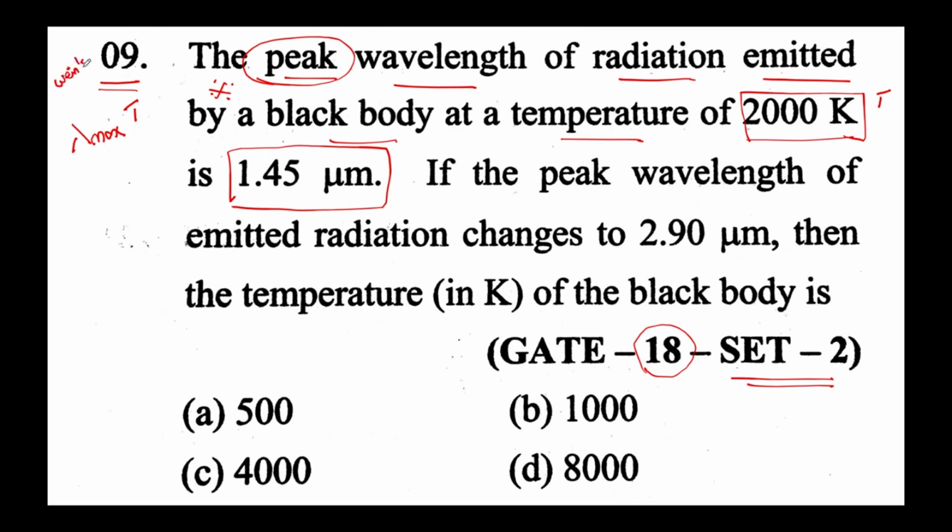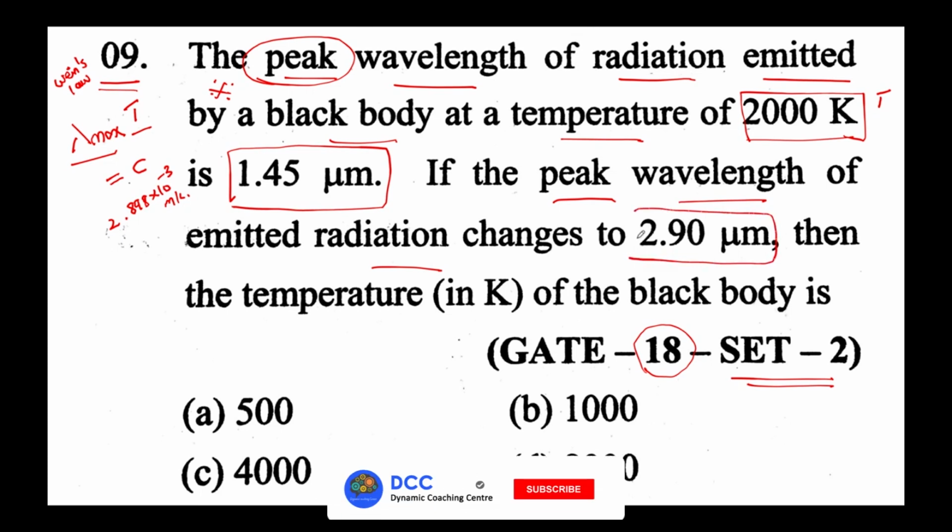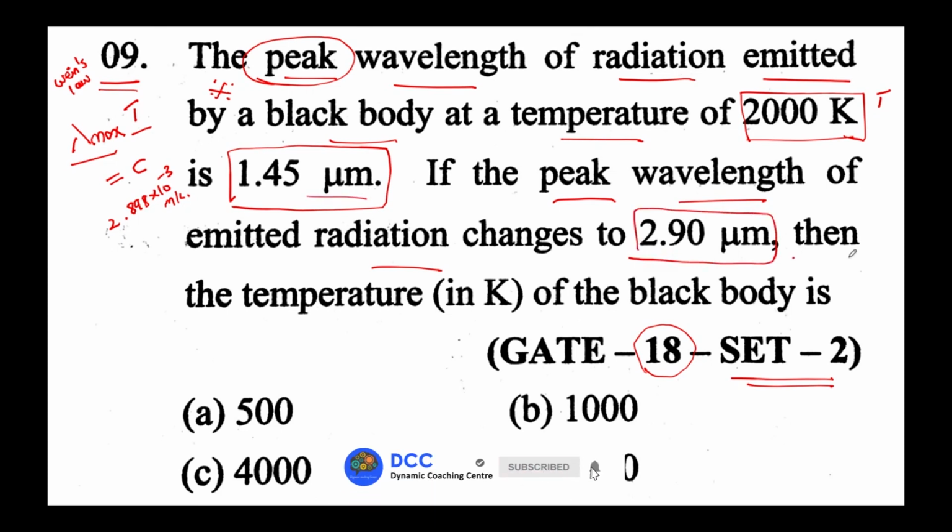If you remember Wien's displacement law, then we'll be able to connect the two data given in the question. The maximum or peak wavelength multiplied by its temperature should be equal to a constant value, and that is equal to 2.898 into 10 power minus 3 meter Kelvin. It is said that the peak wavelength of the emitted radiation changes to 2.90 micrometer from 1.45 micrometer. Then what would be the temperature in Kelvin corresponding to this wavelength?